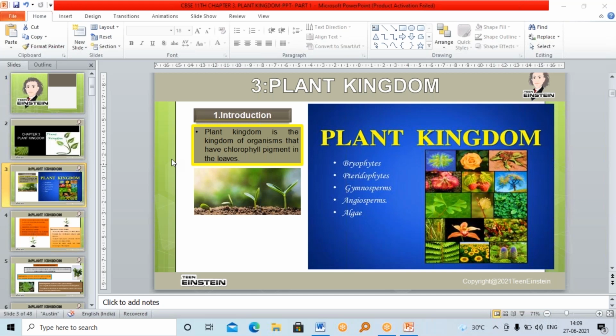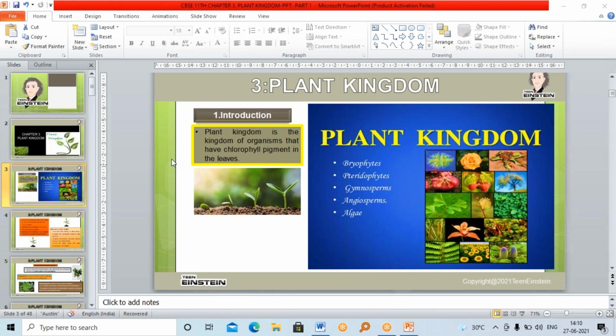And I said plants are the producers because they have a unique ability to fix solar energy. Through which process? Photosynthesis. Through photosynthesis, with the help of chlorophyll pigment, they fix the solar energy. These are the main producers, so they supply energy in the ecosystem to all other living organisms. So they are called the producers.